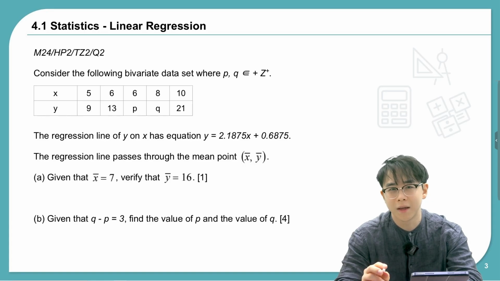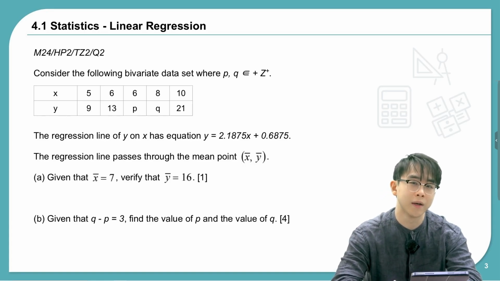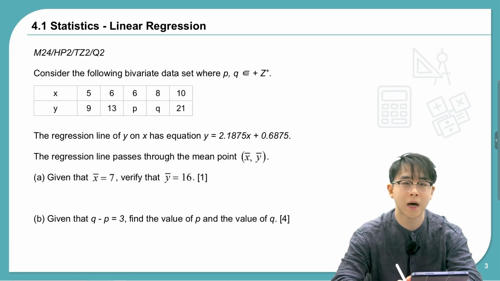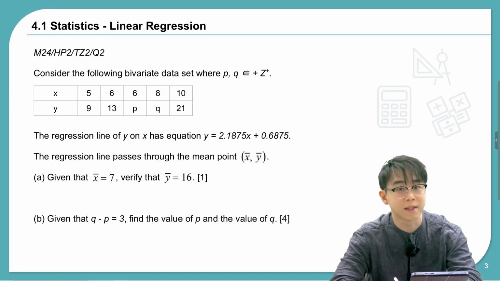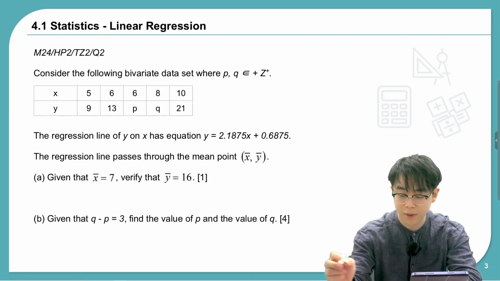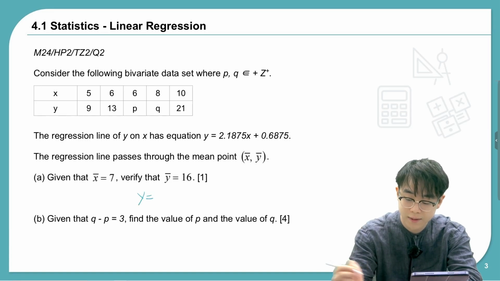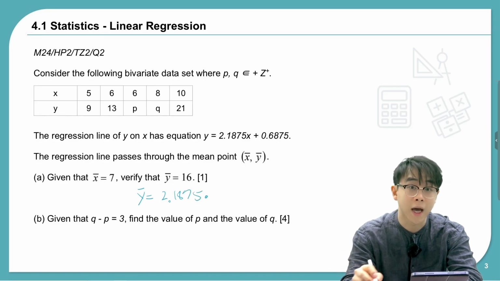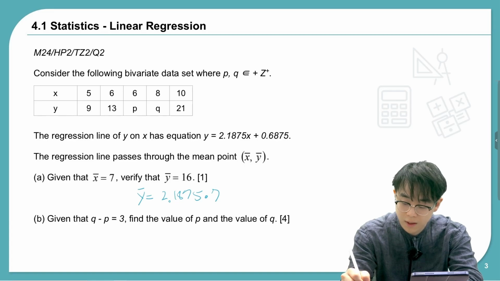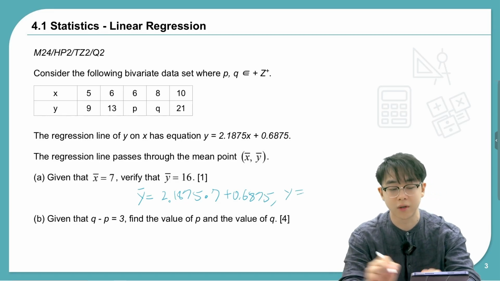The regression line must always pass through the mean point x bar and y bar. So how do we verify that? If x bar is 7, y bar will be 16. Well, we just plug it in, right? We have our equation, so y bar is going to be 2.1875 times the x bar value, which is 7, and we can add 0.6875 there. If you solve for that, y would turn out to be 16.